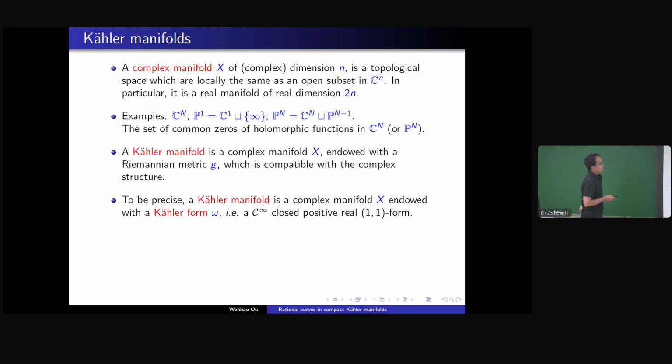I would note that there are complex manifolds such that there is no Kähler structure on them. So Kähler manifolds form a special family in the family of complex manifolds. There is another more precise definition of a Kähler manifold. A Kähler manifold is a complex manifold endowed with a Kähler form omega, which is a differential form, and it is closed and positive.